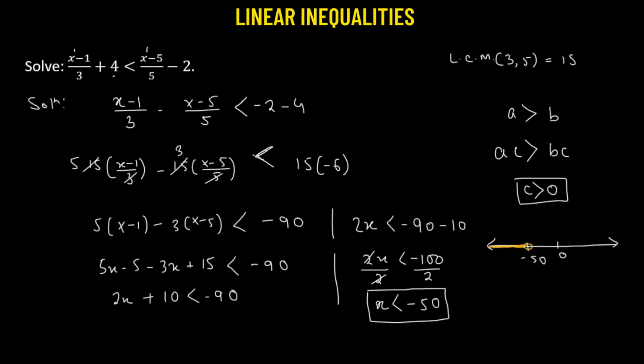And there is also another way, which is the interval form. In the interval form, we'll have values of x going from negative infinity to negative 50, and this is going to be an open interval. Here negative infinity is unbounded and negative 50 is excluded, so that's why we're using an open interval. So these are the ways of representing the solution to our given linear inequality.